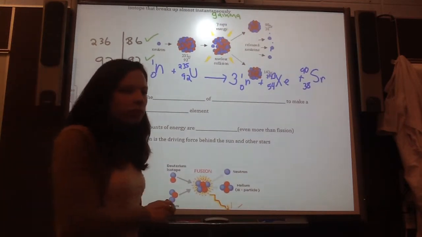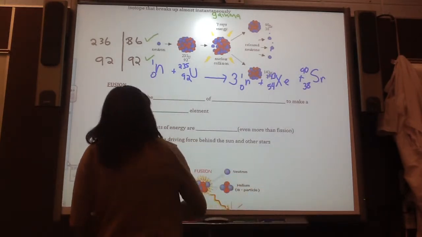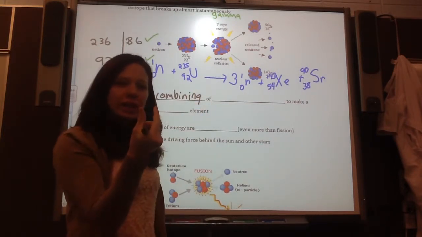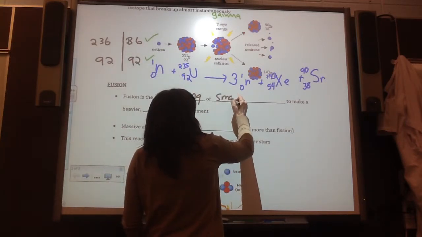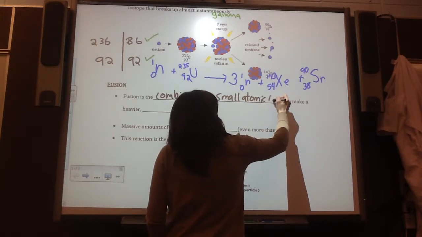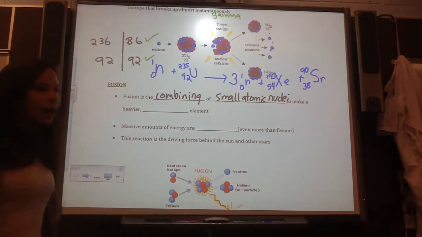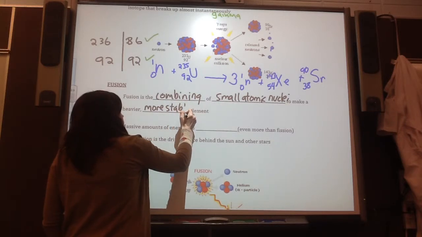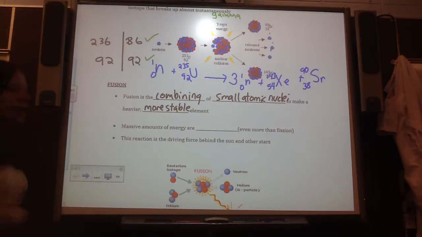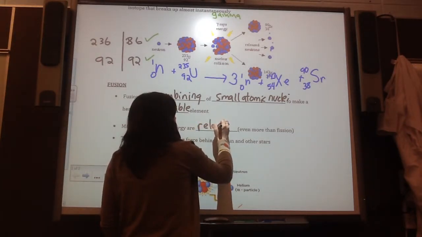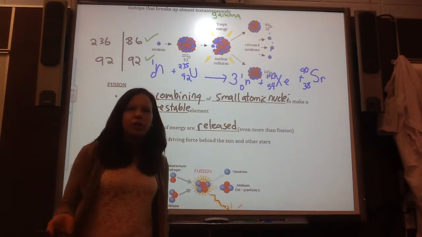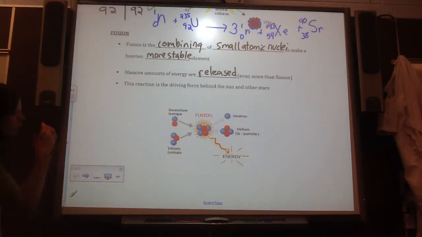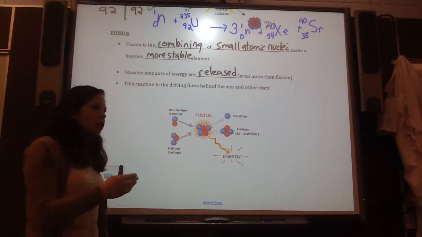So then fusion is the combining, so think fusion is fusing together, combining of small atomic nuclei to make a heavier, more stable element. Massive amounts of energy are released, even more than in fission. So even though fission releases a lot of energy, this releases more. This reaction is the driving force behind the stars and sun. Or behind the sun, which is a type of star.